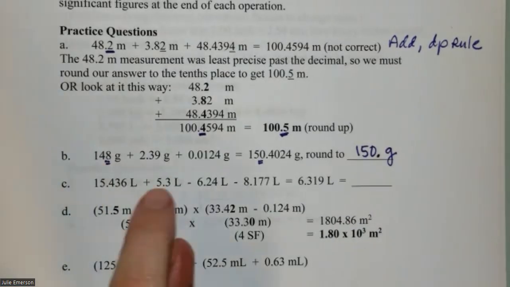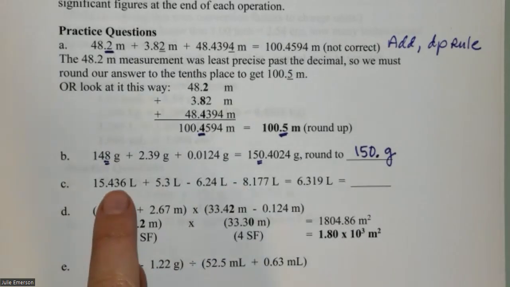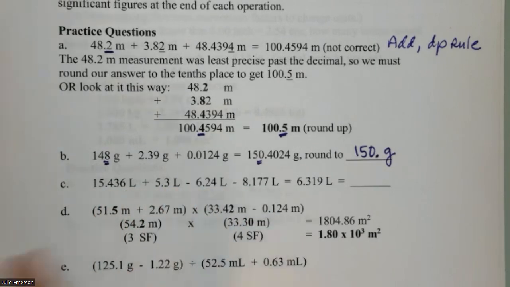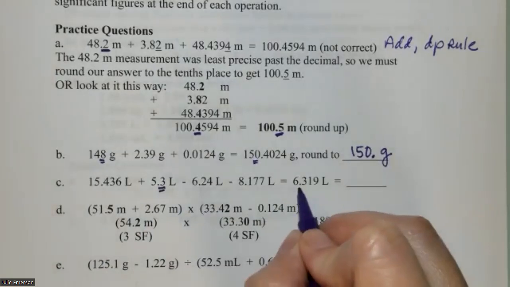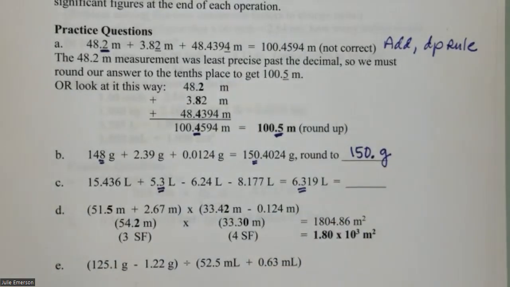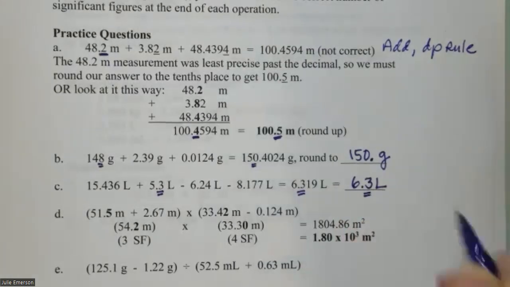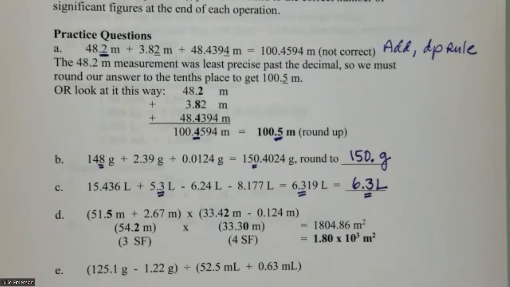Next one, all we're doing is addition and subtraction. So again, same thing, decimal place rule. 3 decimal places with 1 decimal place, 2 decimal places with 3, least wins. So the 5.3 with only 1 decimal place is going to limit how far we can go for the answer. So the 6.319 answer is going to round to 6.3. All right, just to that 1 decimal place. All right. So for each of those practice problems, A, B, and C, all we were doing was adding or subtracting. So that's when you follow decimal places. How far past the decimal, least always wins.